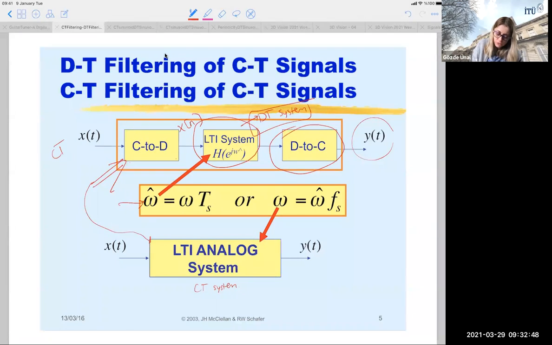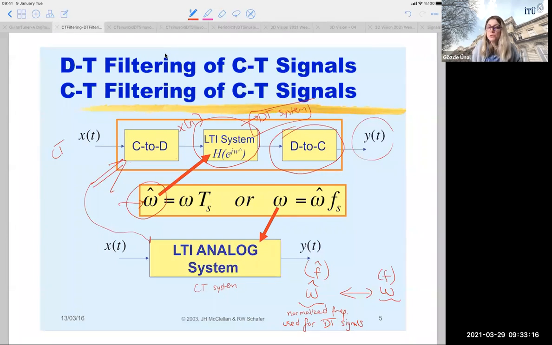But now it's important for you to know the difference between omega hat and omega, how to go between the two. This normalized frequency is important. This is our regular frequency, or f and f hat, it's the same thing, of course, the same 2 pi multiple. Normalized frequency is used for discrete time signals, okay? Because we have to normalize this omega by the sampling frequency when we work in the discrete time world, okay?